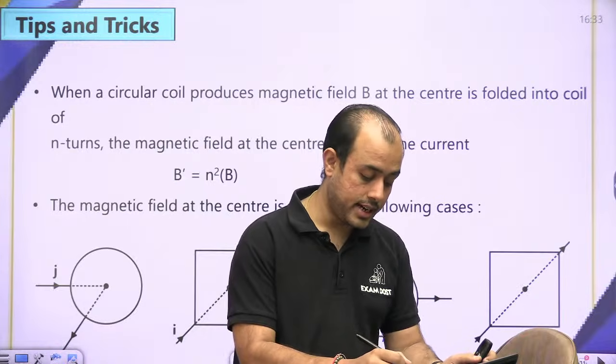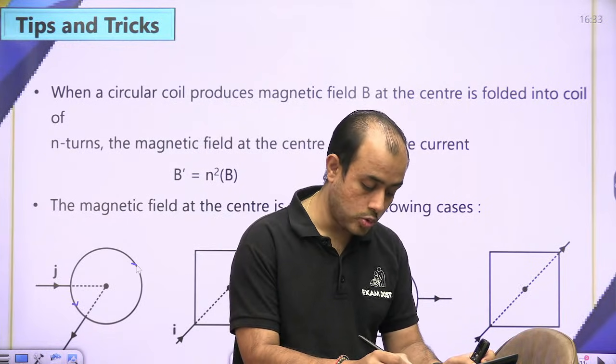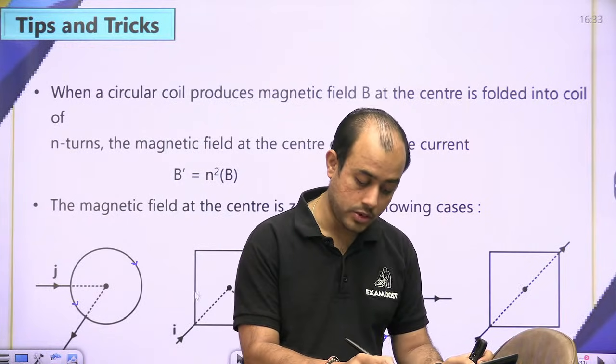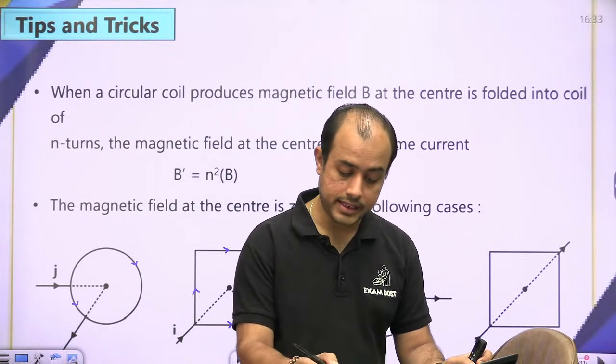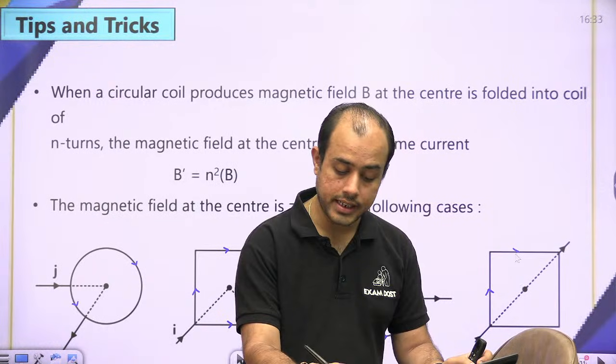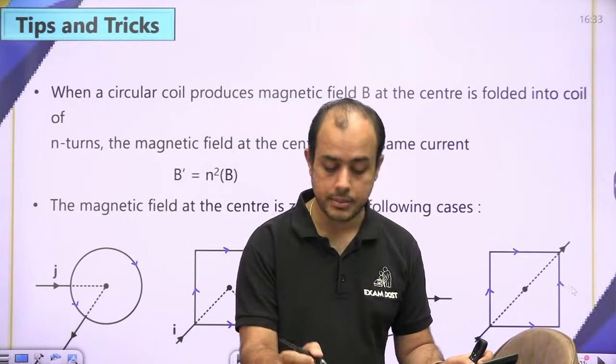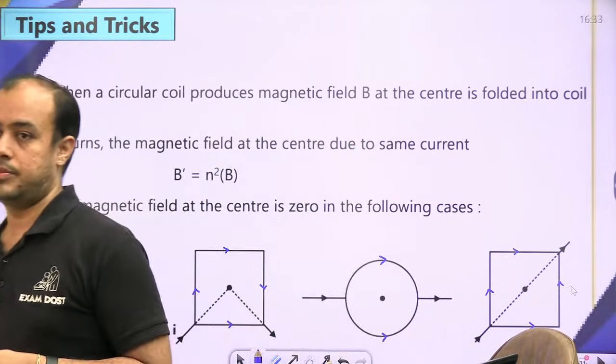Here also the current will be divided into two parts. The magnetic field will be 0.